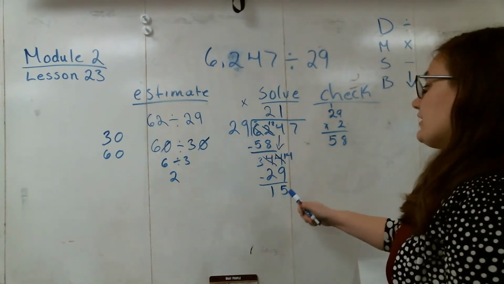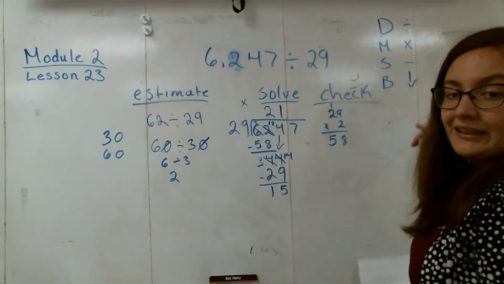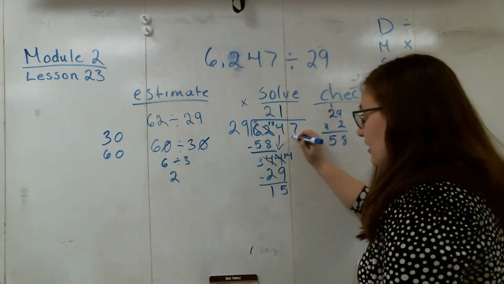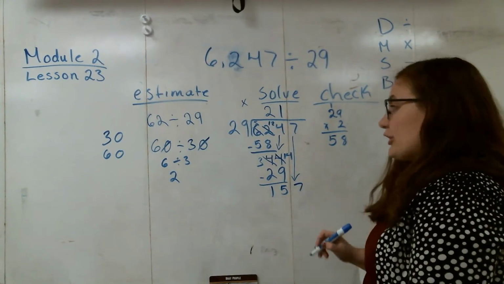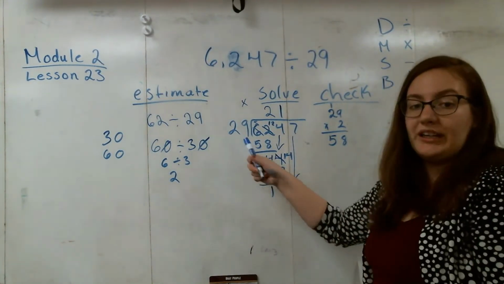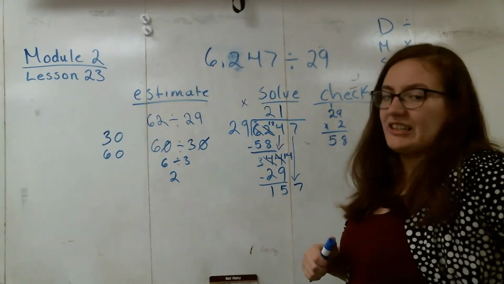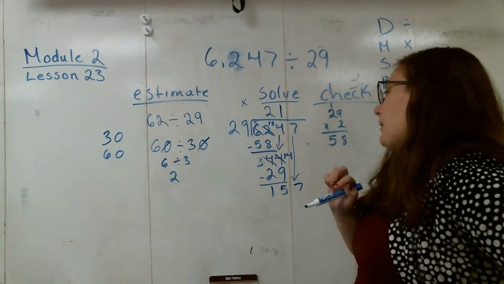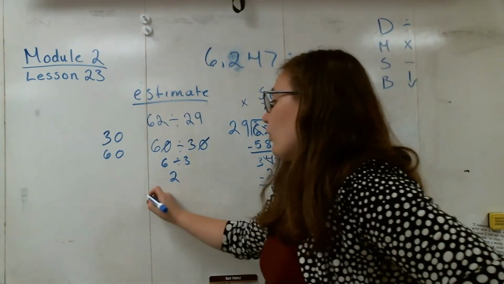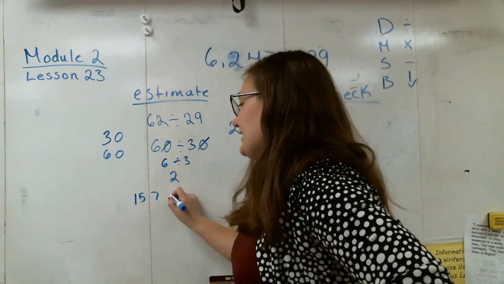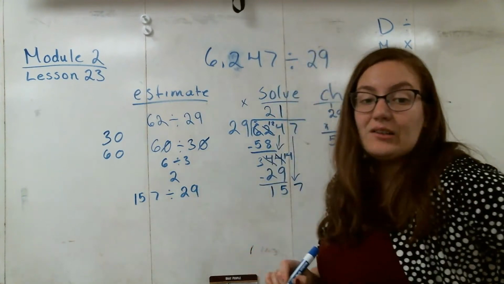Now remember, we just finished our subtraction step, so now I'm on my bring down step. This 7 all the way up there needs to be brought all the way down. Now I'm trying to figure out how many times 29 can fit into 157. This is where we might want to use an estimate step to help us out. So what I'm trying to solve for right now is 157 divided by 29. What is that?